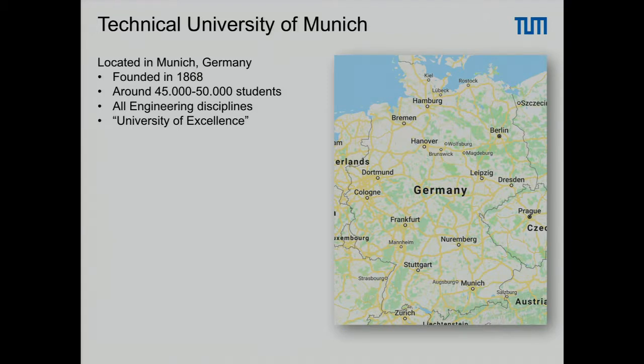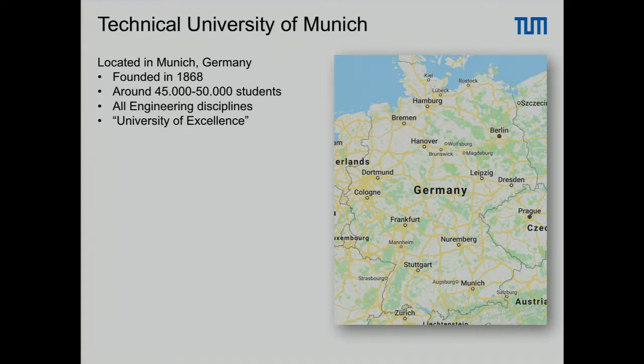It's also fairly large. So we have about 45 to 50,000 students. We are a pure engineering school. So there's only engineering disciplines there. There's actually a second university in Munich, which is larger. They have about 65, 70,000 students, which is a general university. Munich is a big university town and has a lot of students in there.